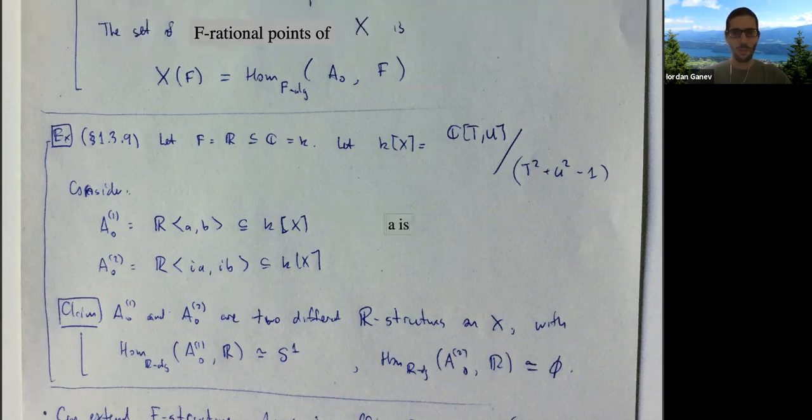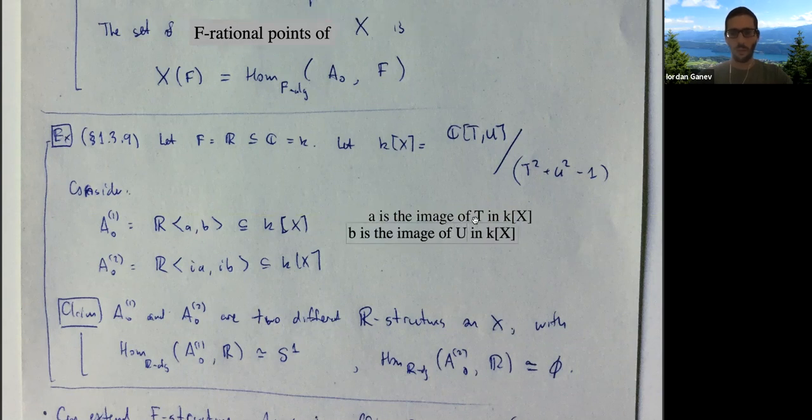So A is the image. The reason I didn't write T and U is because A is actually the image of T in K brackets X. I want to think of T as something living in this polynomial algebra, and when we take this quotient, it maps to something, and that something we call A. And B is the image of U.